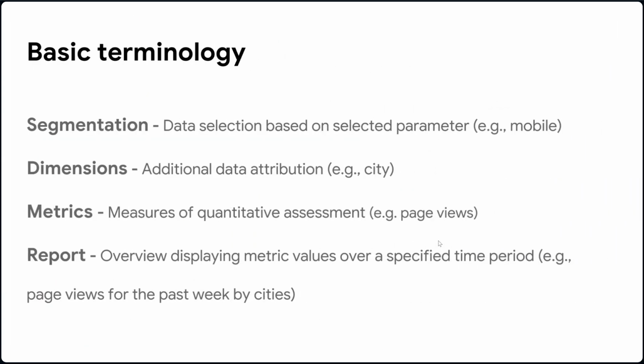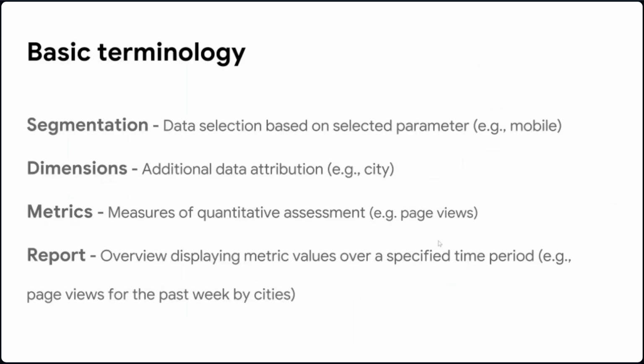Now, here's some basic terminology, right? I think it's important to understand that there are differences between these terms. Google uses them quite frequently, and many people don't understand them. So, the first term that I want to explain is segmentation, right? The segments within Google Analytics are essentially certain groups of visitors, let's say, right? So data selections, right?